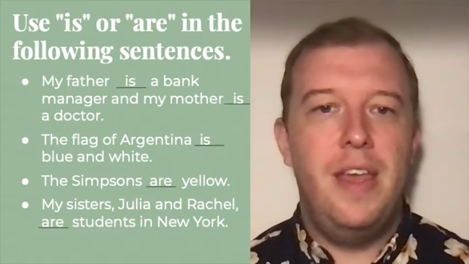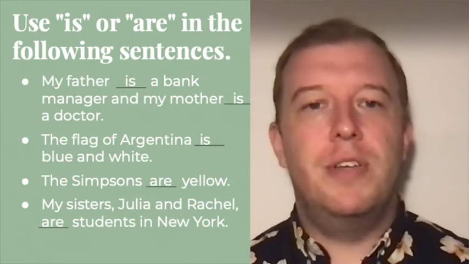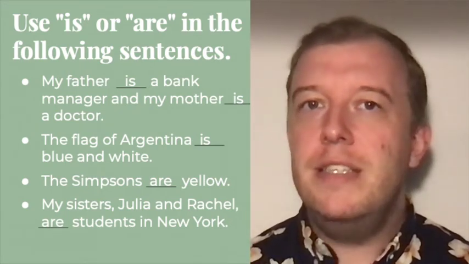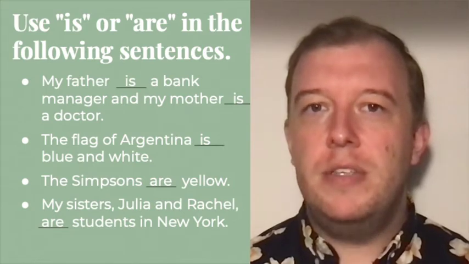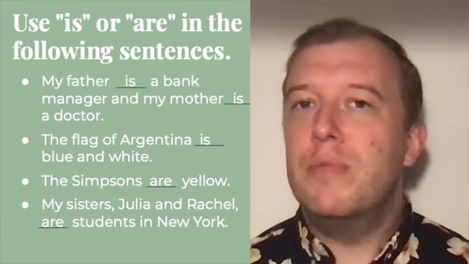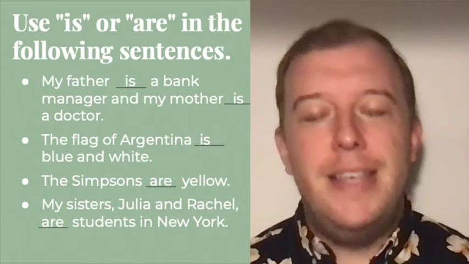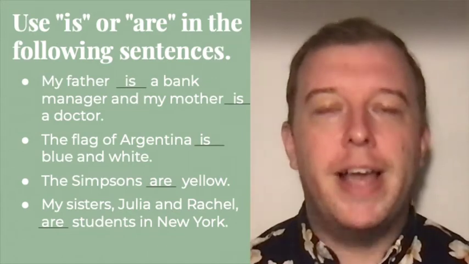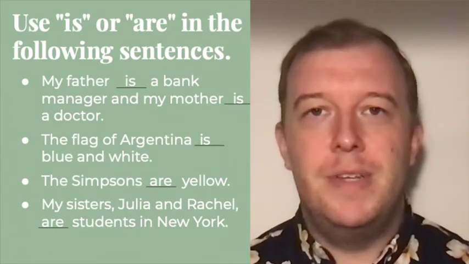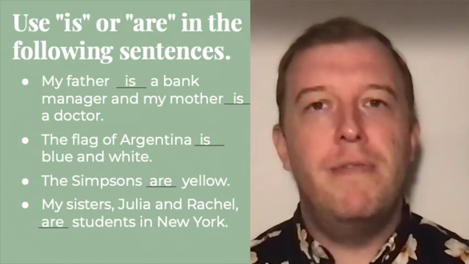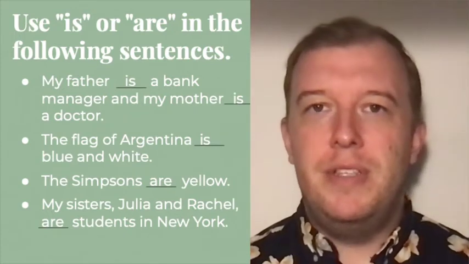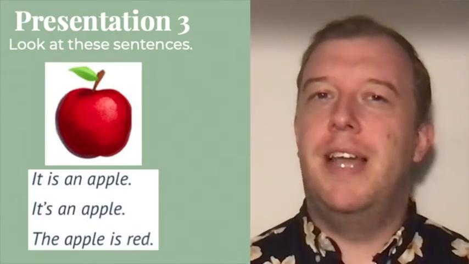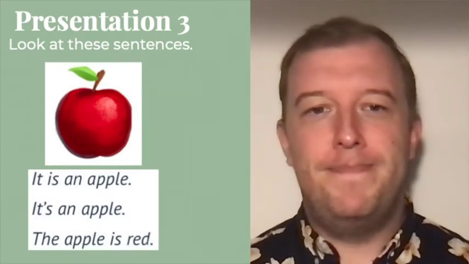Okay? Now another example that might be a little confusing for us is number 2. The flag of Argentina is blue and white. So some of you might be saying, but wait, there is more than one color. Yes, but the subject of the sentence is the flag of Argentina. So how many flags? One flag. One flag, it means we use the word is. Okay? Let's move on to a different idea now, and we'll start with a new example.